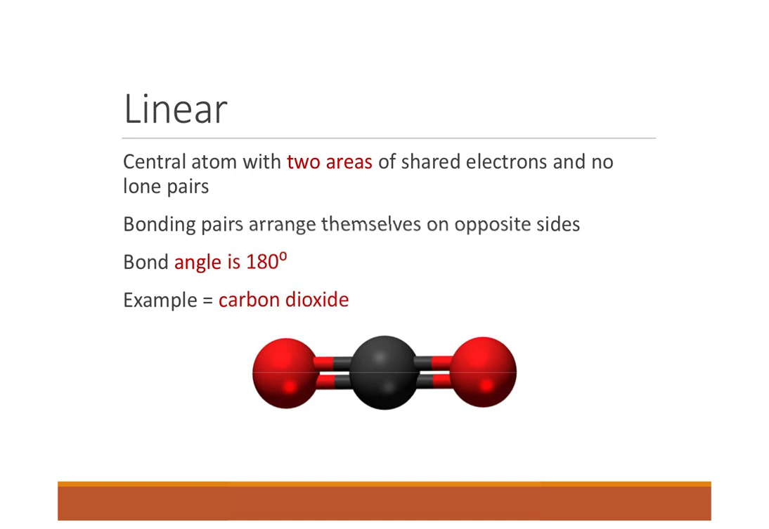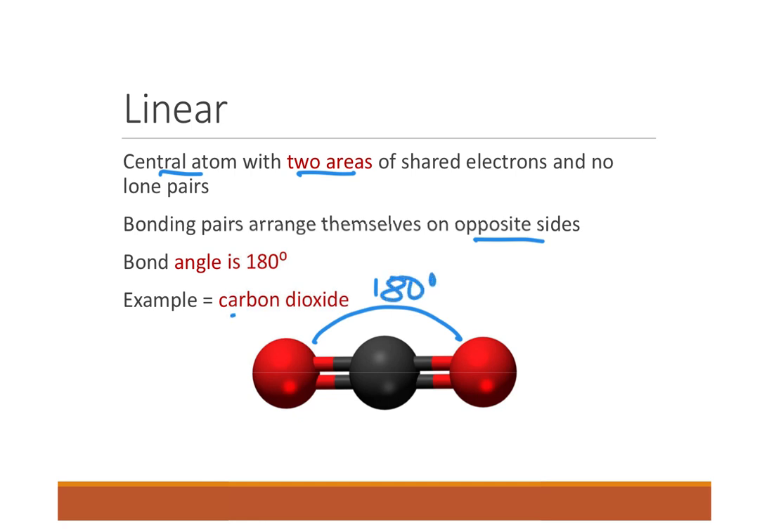And then finally, a linear shape comes from a central atom with 2 areas of shared electrons and no lone pairs. And so the bonding pairs will arrange themselves on opposite sides to be as far away from each other as possible. Thus, that gives you a bond angle of 180 degrees.